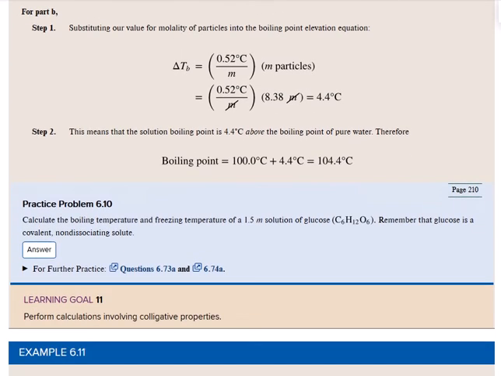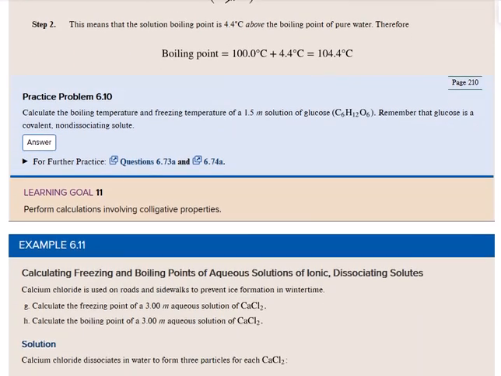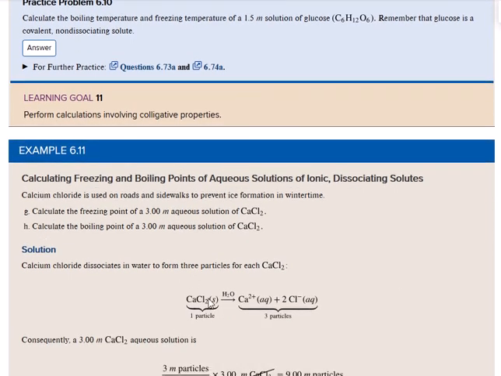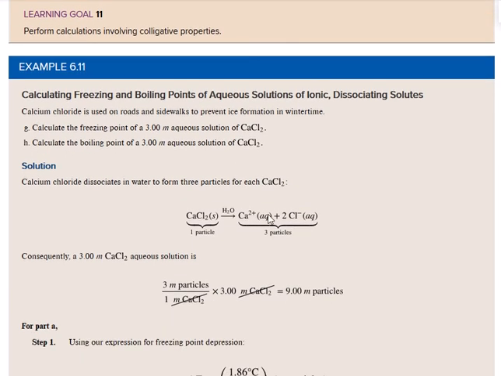Here is one more problem. Calculate the freezing point of a 3.00 molar aqueous solution of calcium chloride and the boiling point of the same solution as well. Now calcium chloride, unlike ethylene glycol, when we dissolve that in water, will break up into calcium ions and chloride ions, one calcium and two chlorides to be exact. So we get 3 particles per 1 formula unit of calcium chloride. So if we have a 3 molar solution of calcium chloride, that gives us a 9 molar particle solution.